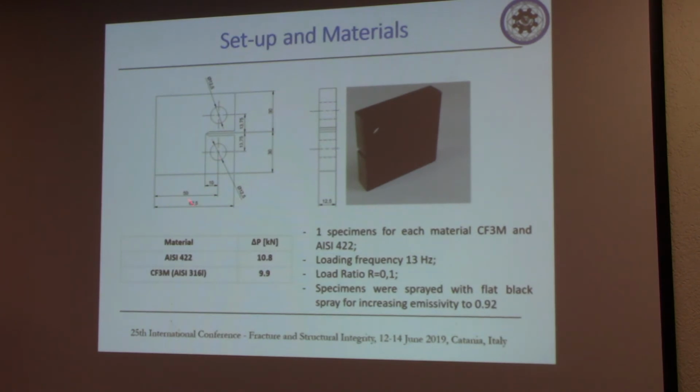These are the specimens used for the test, one specimen for each material. This is the loading frequency, 13 Hertz, and the stress ratio, 0.1. As you can see on the specimen, we used black paint to make the surface uniform and increase the emissivity. These are the amplitude loads, chosen to have a constant amplitude, regular propagation of the crack.